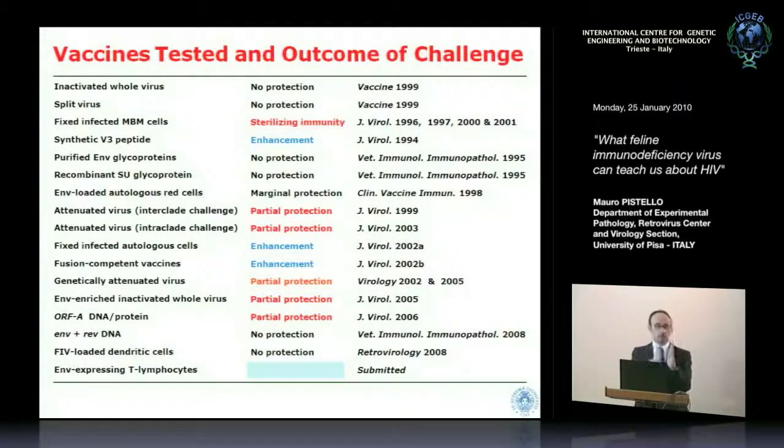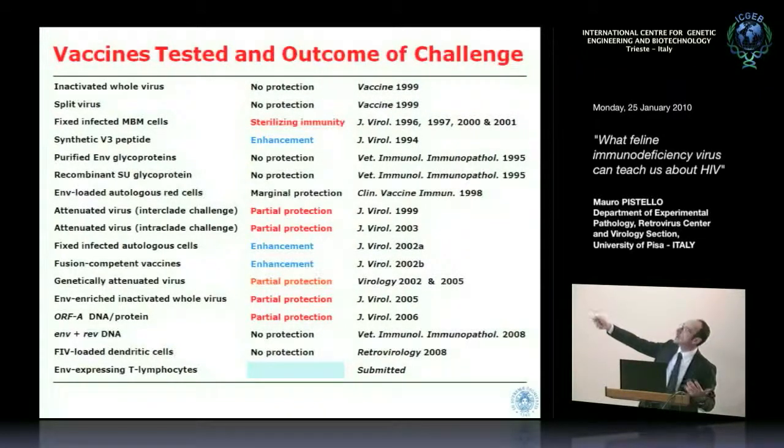Again, if the animals were challenged between 4 months and 8 months after the last boost, they were protected. And if the animals were left for several months, let's say 1 year or so after the last boost, and we tried to recall protection by reboosting again, the protection was not recallable. We don't know why. So we observed a narrow window of protection.